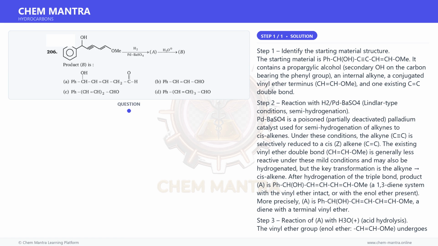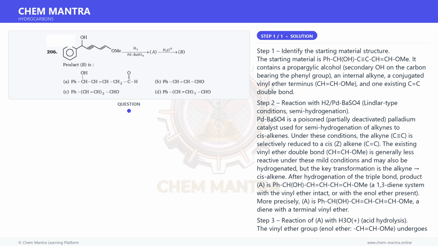Step 3. Reaction of A with H3O+, acid hydrolysis. The vinyl ether group, enol ether, CH=CHOMe, undergoes acid hydrolysis. An enol ether on hydrolysis gives an aldehyde or ketone. The terminus CH=CHOMe hydrolyzes to CH2CHO, but since it is part of a conjugated system, the hydrolysis of the vinyl ether CH=CHOMe yields CH2CHO.